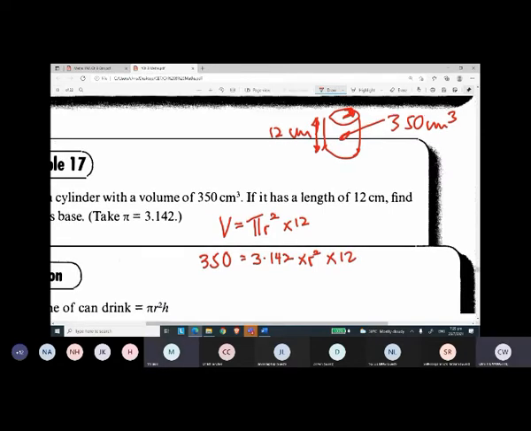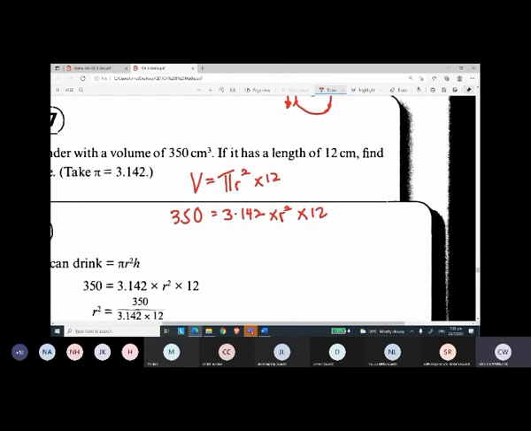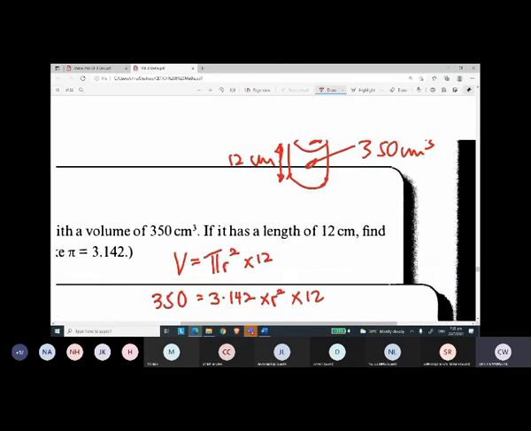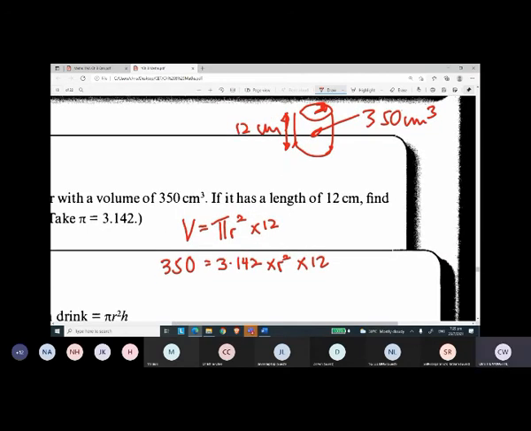Now, in this case, what is the first thing you need to do? I'm going to show you the answer. What is the first thing you need to do? Okay, I want you to use a calculator. Take your calculator, take 3.142 times 12. Equals to 37.704. So 37.704 r square, right?